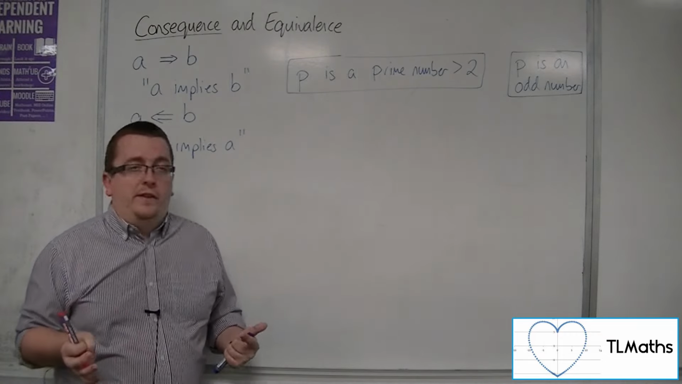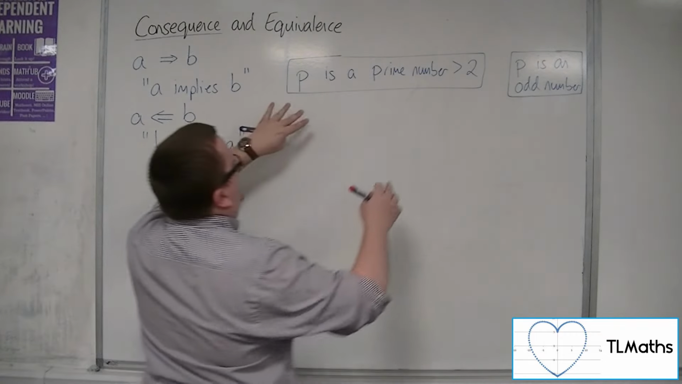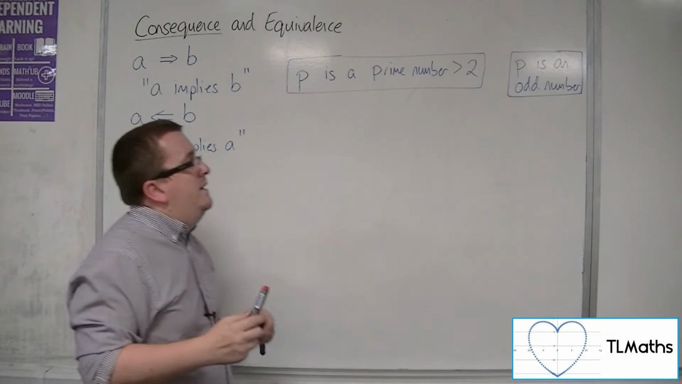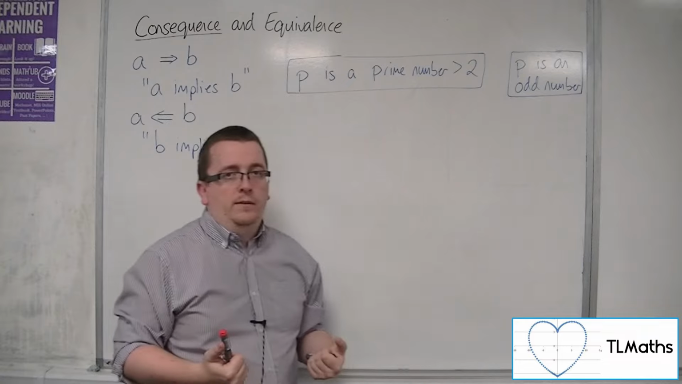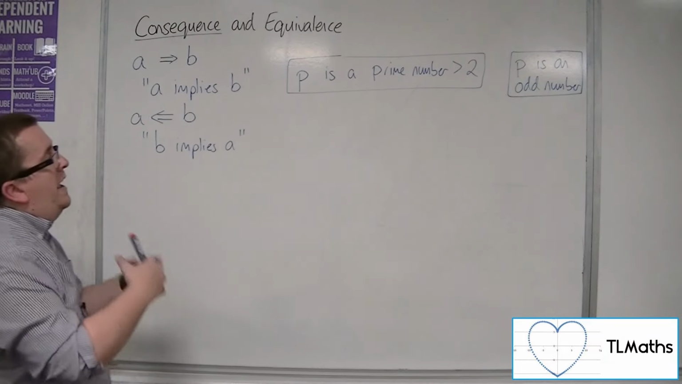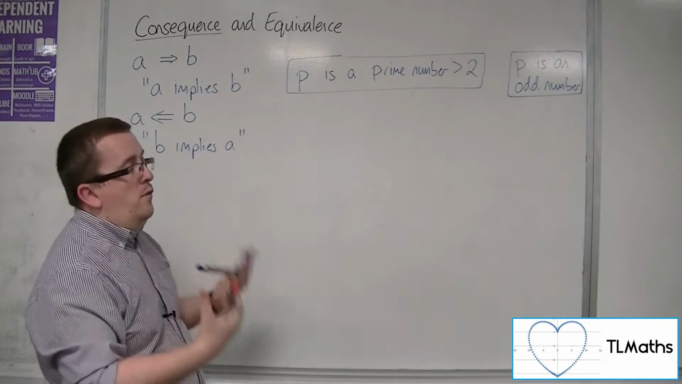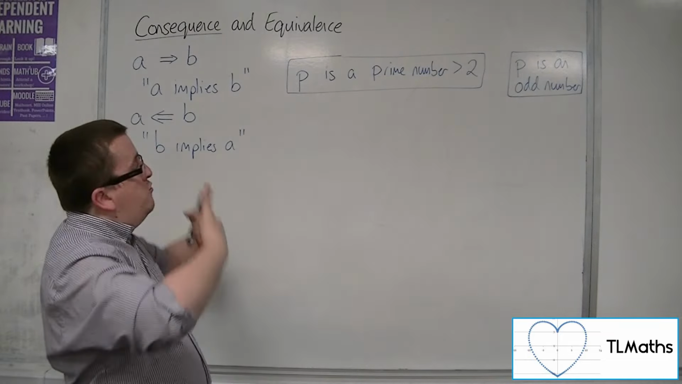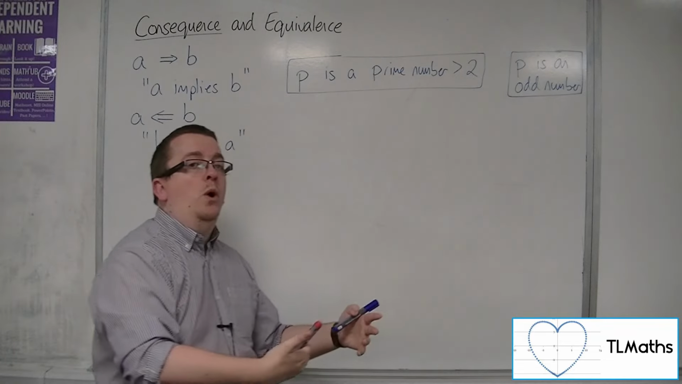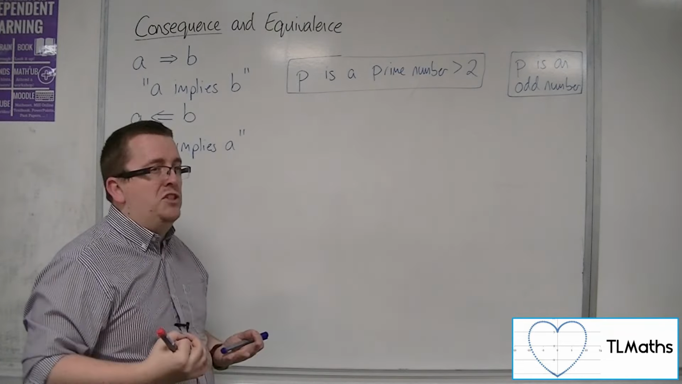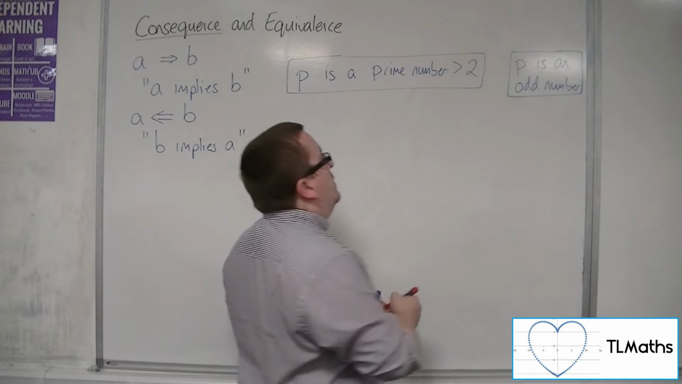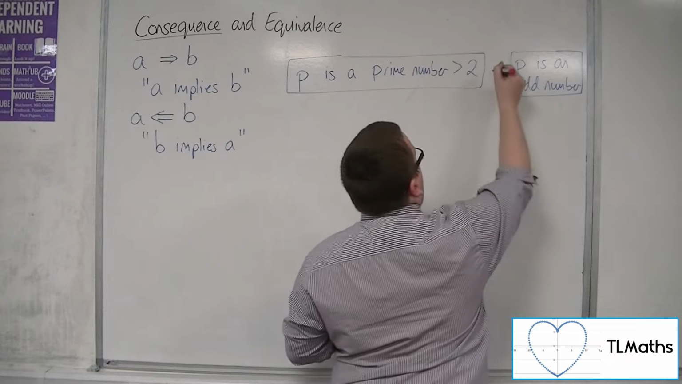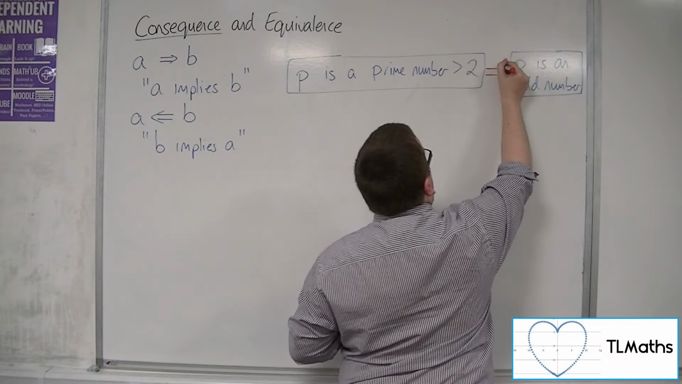So let's consider this. If we start with the left-hand side, P is a prime number greater than 2, then P has to be an odd number because there is only one prime number that is even, and that is 2. So if the prime number P is greater than 2, we definitely know that it has to be odd. So the arrow must point from left to right, okay? So it is definitely going that way.